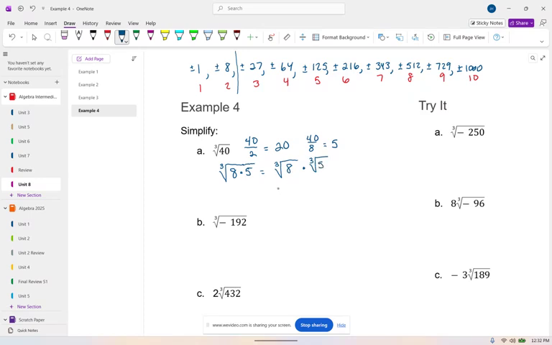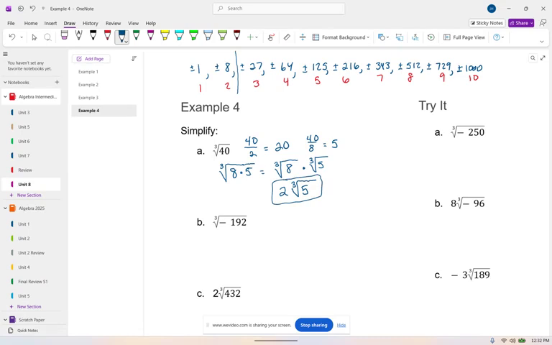Cube root of 8 is in the second position, so it is 2. We have 2, and then the 5 is going to stay in the house. We think about the house as being that cube root. The 8 gets to come out and become a 2, and the 5 has to stay in. So we have 2 cube root of 5.